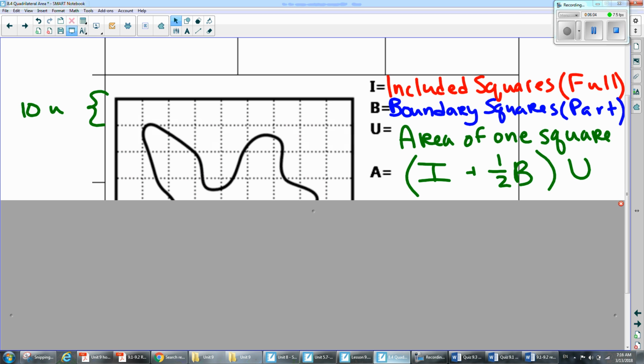So here's our formula. We're going to take all of the included squares. We're going to add those to half of the boundary squares because they're half in, half out. Whatever that total is, that tells us how many squares are part of the area, and we're going to multiply it by the area of each square.